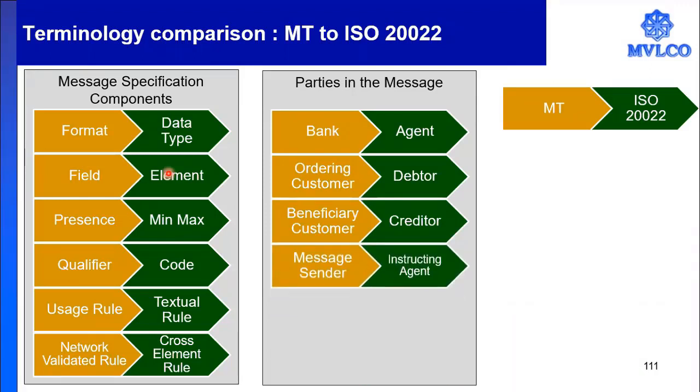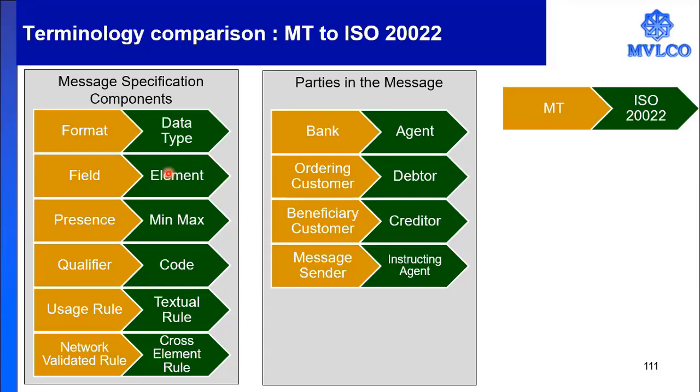Sender of the message, which you have in block 1 of MT, is called instructing agent in ISO. And if you recall our yesterday's discussion, this party who sends the message, that information comes at 3 different places. It comes in the transport header. It comes in the business application header. It also comes in the document. So this point of who is the instructing agent, who is the sender of the message, will come in different places. So we have instructing agent in ISO.